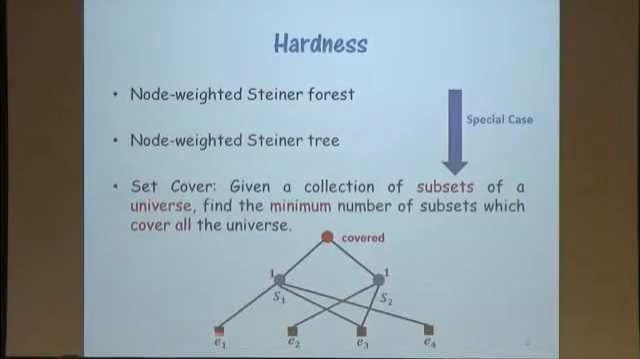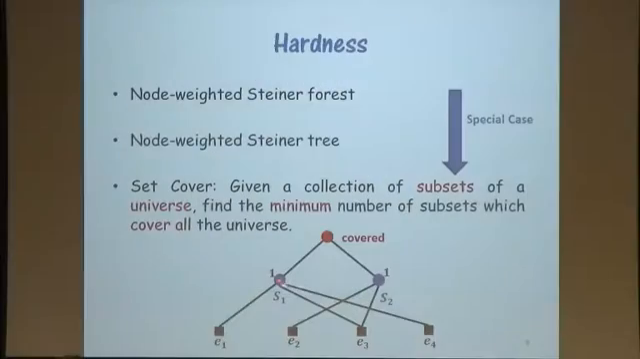Essentially, for every element, we put a terminal, those vertices which we want to connect. And for every set, we also put a vertex and connect every set to the elements which are covered by that set. And then we put a special terminal here, and we ask all the terminals to be connected. So essentially, connecting a terminal to the root here means buying one of these sets, right?